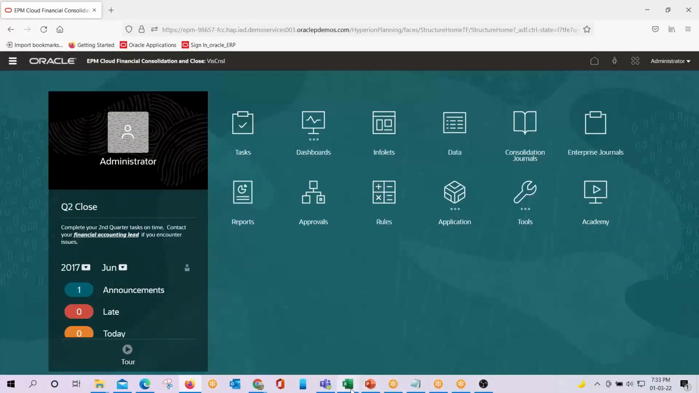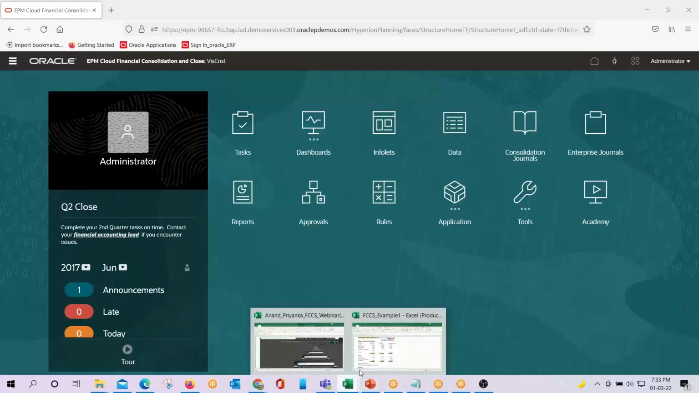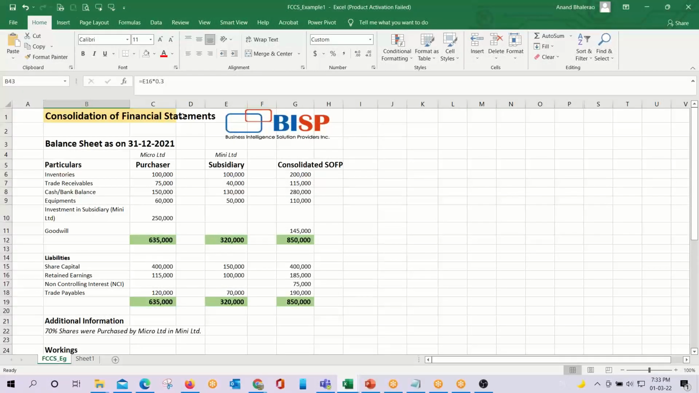Before going into how we create this application, we can first quickly see a typical financial consolidation done manually, in an Excel form, how it works, and what this application calculates. In this example, we have financial figures of two companies, Micro Limited and Mini Limited. Micro Limited is a purchaser and Mini Limited is a subsidiary.